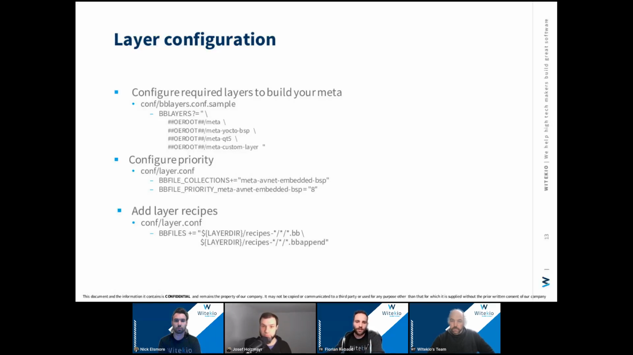So how do you configure a layer? First, in the conf folder I was telling you about, in the bblayers.conf, you're going to say, okay, my layer needs all these layers underneath to function. And you will also have to configure the priority of your layer. Usually it's going to be the highest because you want everything in your layer to be in your image. And then you're going to add all the recipes that you created inside of your layer to tell Yocto, okay, if you're looking for this package, you can look here as well.